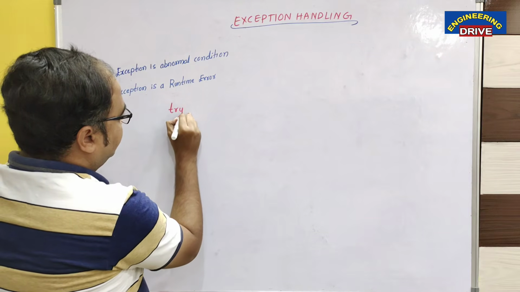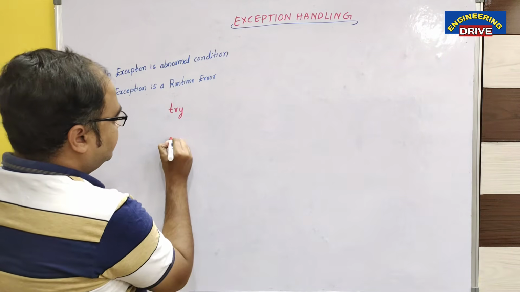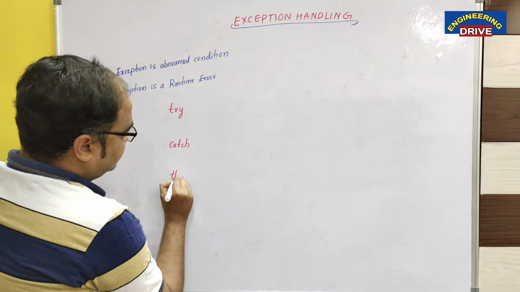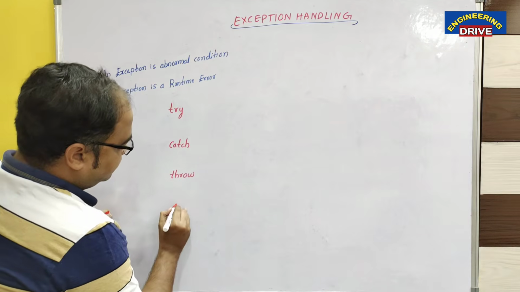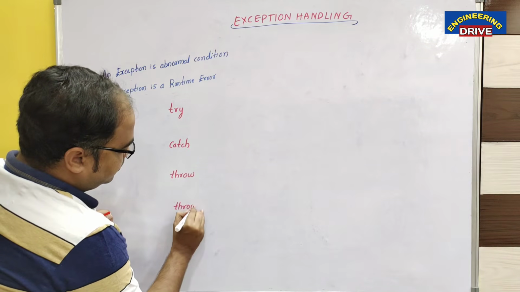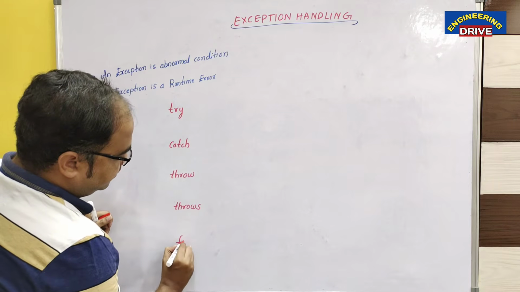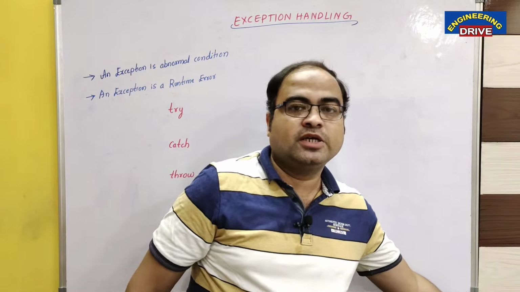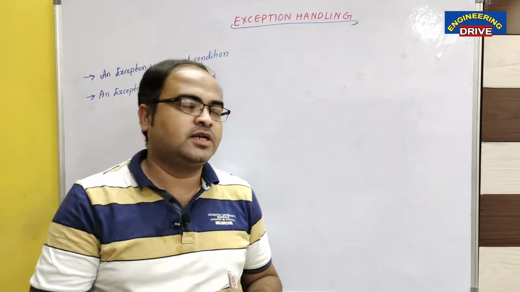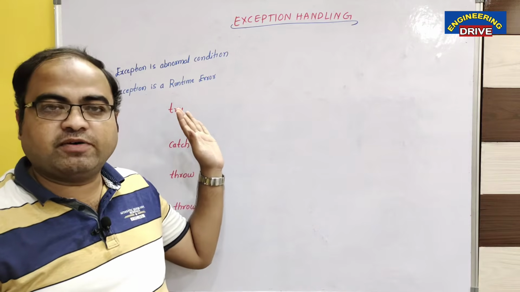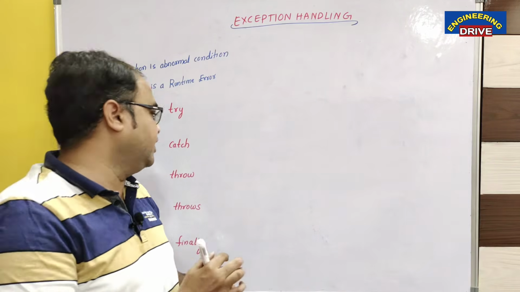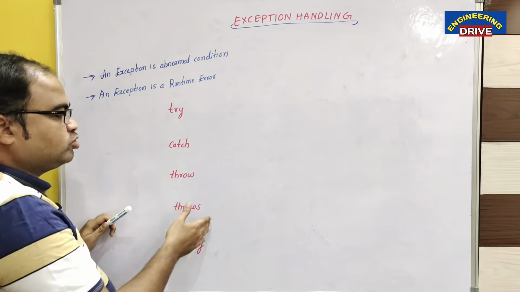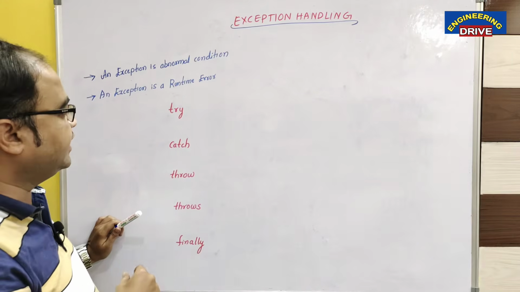Number 1, try block, try keyword. Next, catch, throw, throws, and finally. So these are the 5 keywords Java provides. By using these 5 keywords, we can handle exceptions in Java programs. How can we do that? Each and everything we will discuss. Before that, let us know the significance of these 5 keywords. What are the uses of these 5 keywords to handle exceptions?